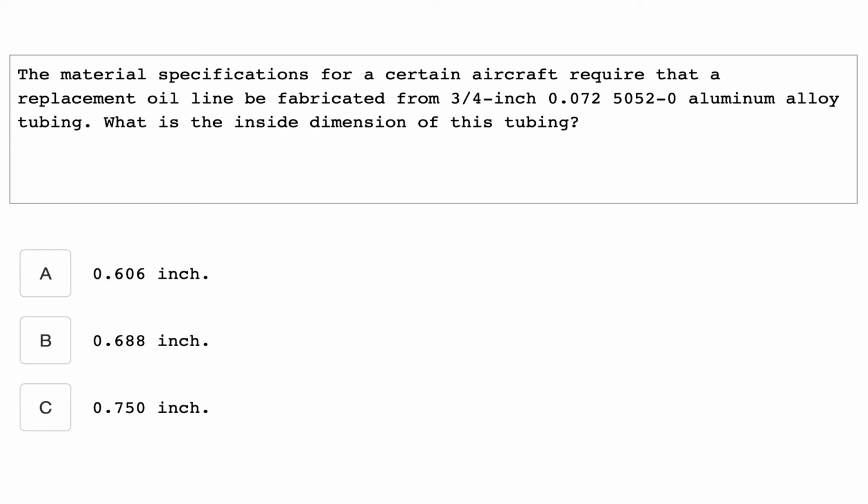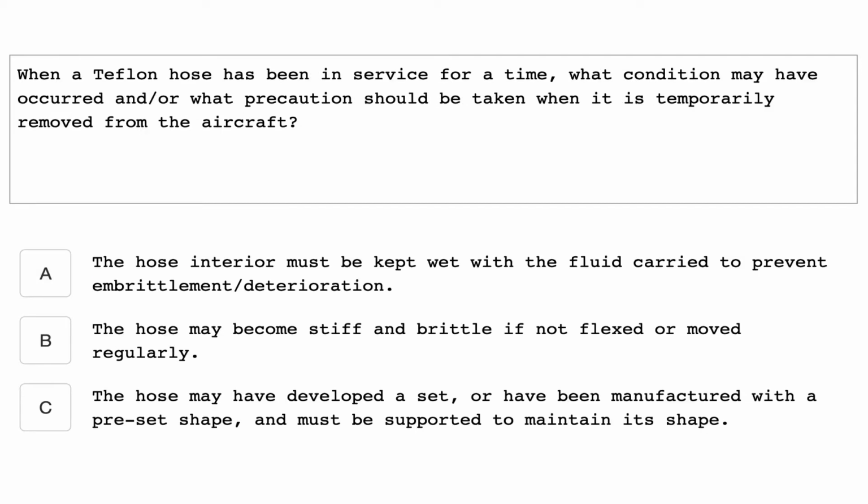The material specifications for a certain aircraft require that a replacement oil line be fabricated from 3/4 of an inch, 0.072, 5052-0 aluminum alloy tubing. What is the inside dimension of the tubing? The inside dimension is 0.606 inch.